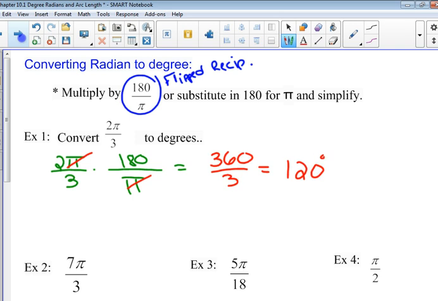Or another way people want to see this, 180 really equals pi. So another way people teach this is that they say, well, I can get rid of the pi and put 180 in its spot. So you're really doing the same thing: 2 times 180 over 3. If you can think about it that way too. I want you to know this because there's a special case where you have to know this to handle it. So I'm going to show you with that every time just so it helps you remember.